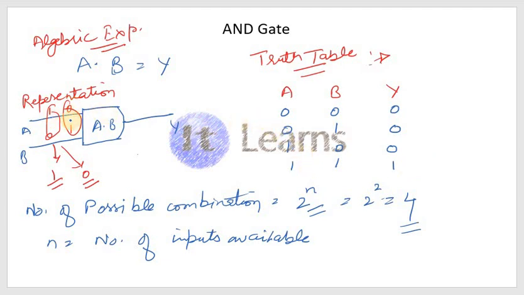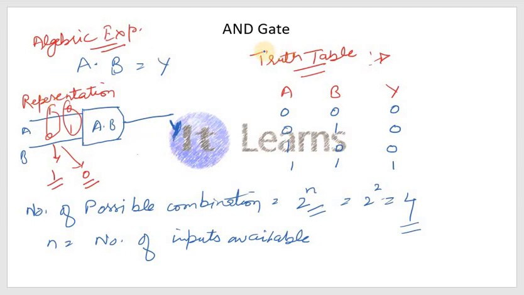So we will be getting an output in case of an AND gate only if the current is flowing, or the value of both the inputs is 1. If there is current flowing in only one of the inputs, we will not be getting any output.